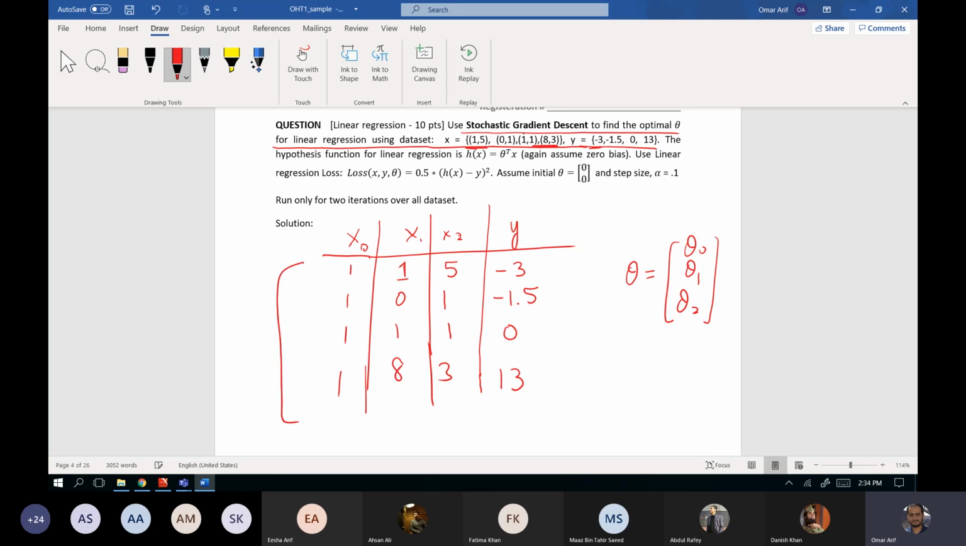Okay, so this is the training set. I have to find the updated parameters. Okay, let's read the question further. The hypothesis function for linear regression is this.